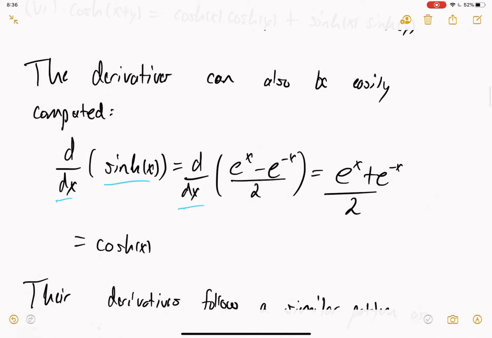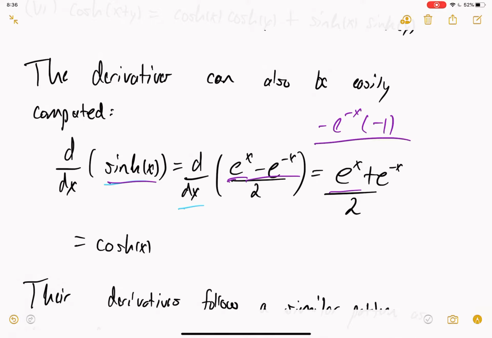The derivatives, because they're defined in terms of exponentials, can also be pretty easily calculated. So d/dx of sinh of x is going to equal the derivative of the definition: e to the x minus e to the minus x divided by 2. The derivative of e to the x is just e to the x. Derivative of negative e to the negative x: we keep the negative on the outside, it's basically just a constant. E to the negative x is an exponential, so you keep it the same, and you multiply by the derivative of negative x, which is negative 1. That's just the chain rule.